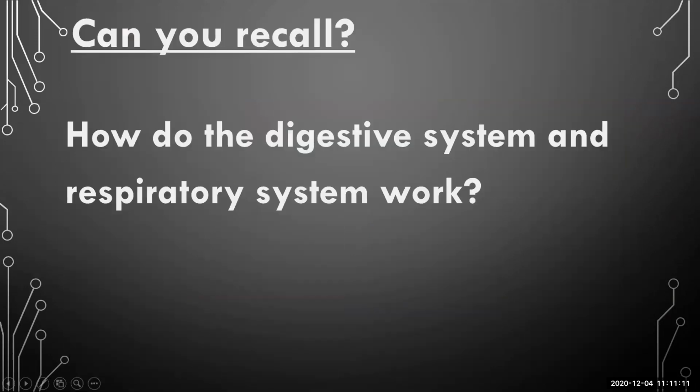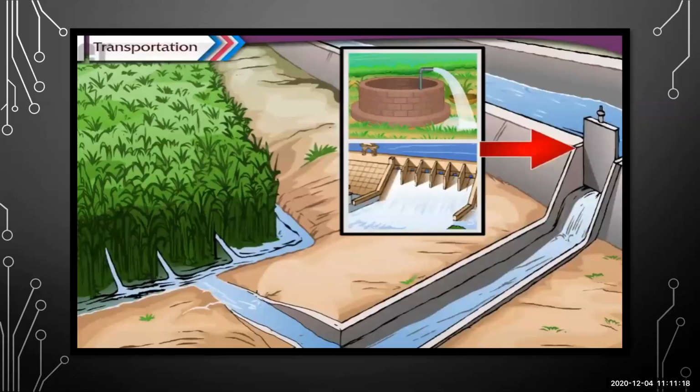Now we will see how the digestive system and respiratory system have worked. Now with this picture, we can see how the farmers have brought the water from the canals to the plant with the help of the channels.